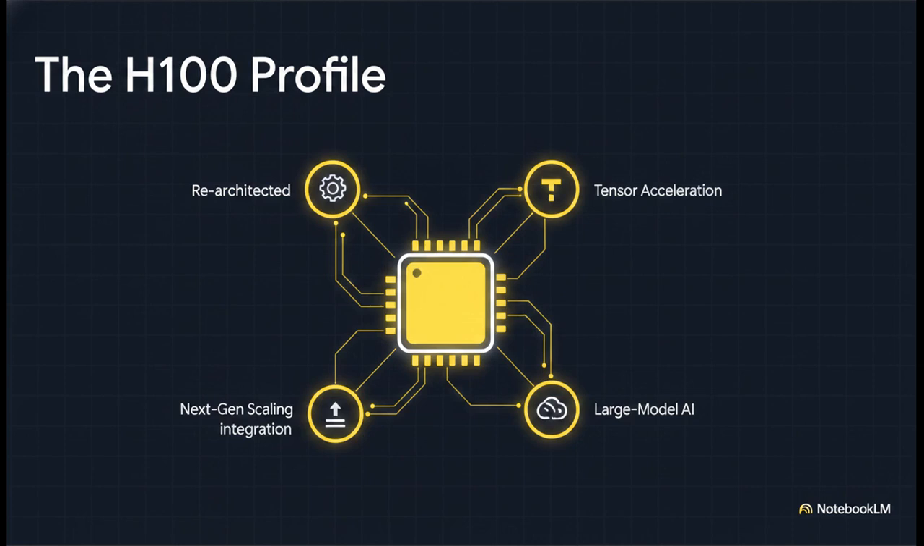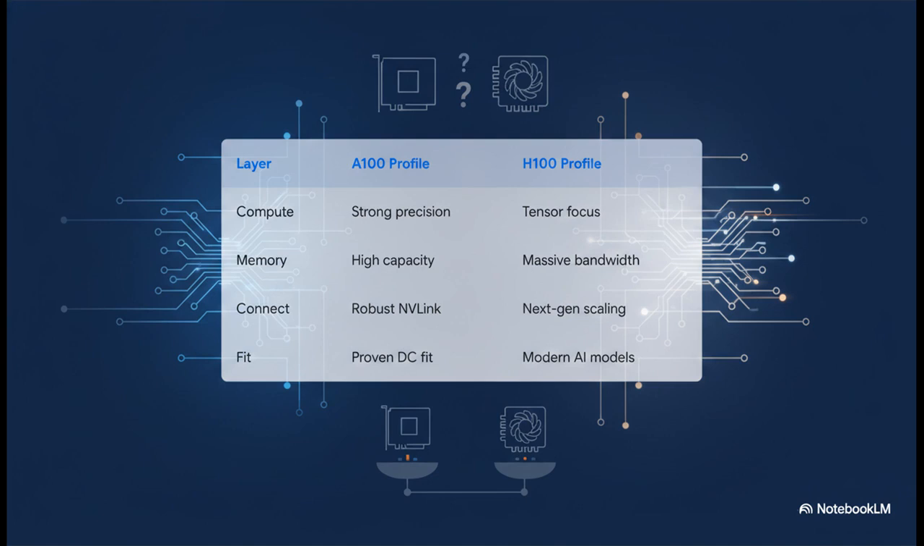And then we have the H100. Now, listen, the H100 isn't just an A100 with bigger numbers patched onto it. It is a comprehensively re-architected system. It features substantially stronger tensor acceleration and vastly improved system scaling, meticulously optimized for the massive demands of current-generation large model AI workloads. By comparing them directly across our specific layers, the true picture really emerges.